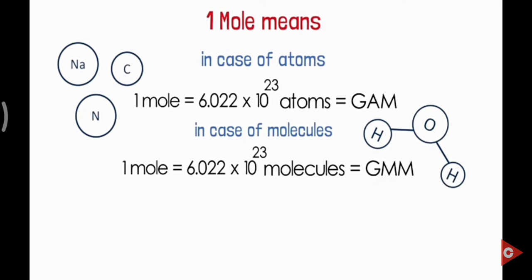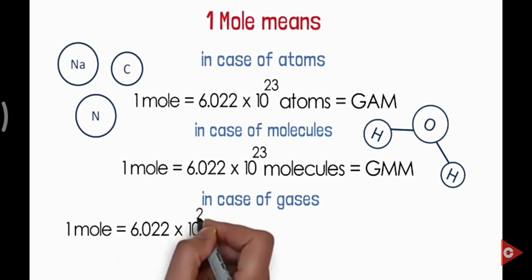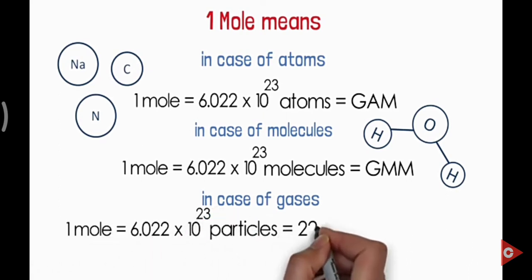Now the relation between mole and molar volume. This relation is used for gaseous particles. In this case, 1 mole is equal to 6.022 into 10 to the power 23 gaseous particles, and the volume of this many particles is always 22.4 liters. This volume is what we call the molar volume.